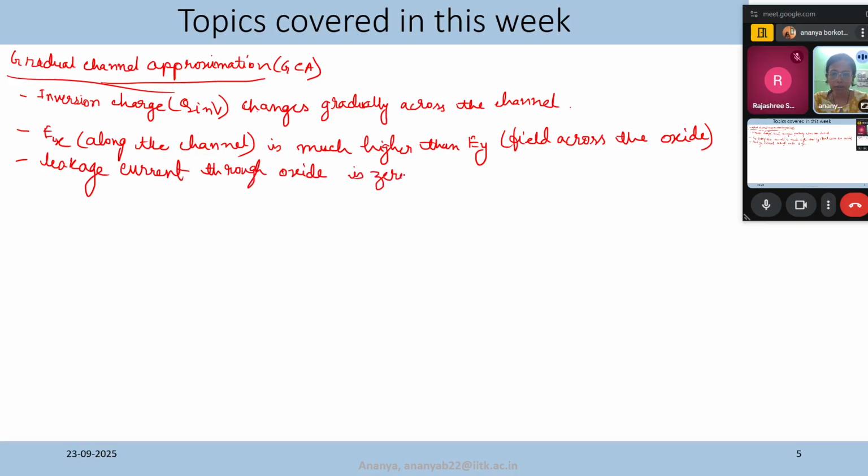So these are some assumptions. There are some other assumptions also, and also carrier mobility in the channel is constant.